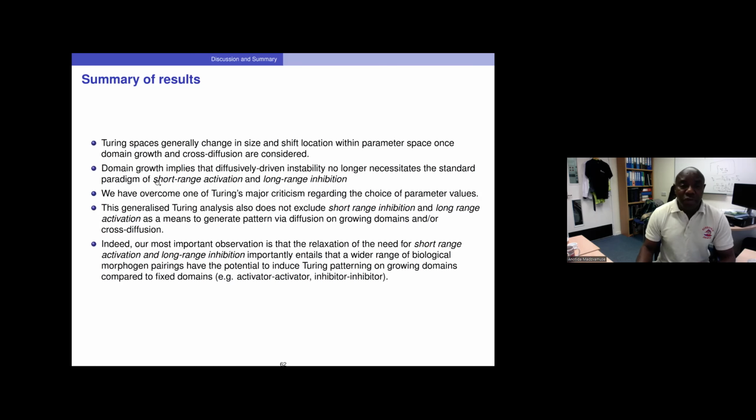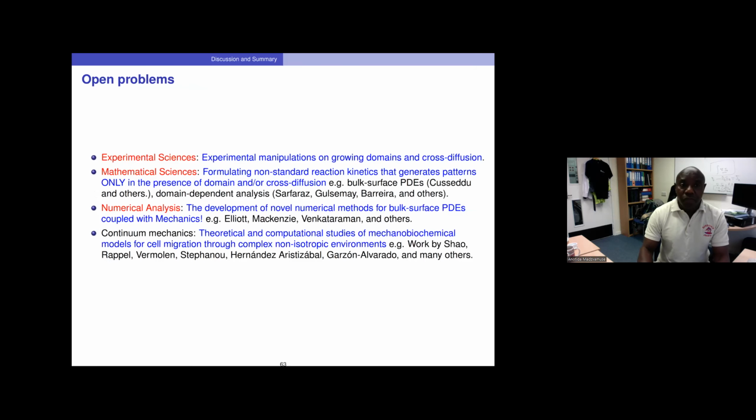This is a typo, really. This should be long range activation, short range inhibition. Sorry for the typo. I should correct this. And therefore, we can have what I call, this should be again long range inhibition and short range activation. The other way around. I apologize for the mistake here. What else I can have, and this is important, we can come up with activator, inhibitor models that will give rise to patterning.